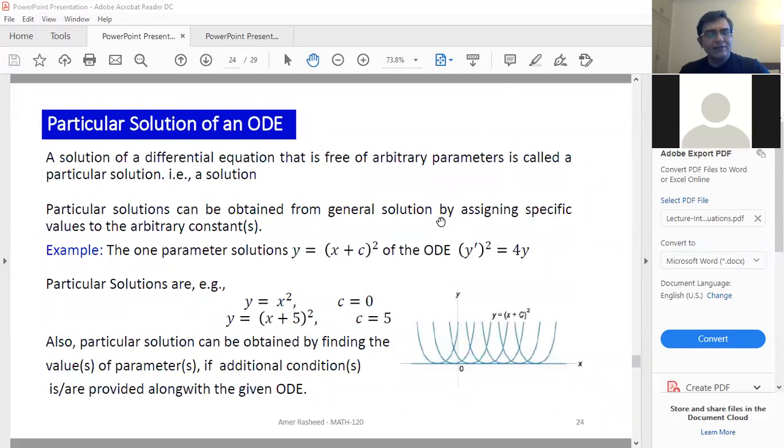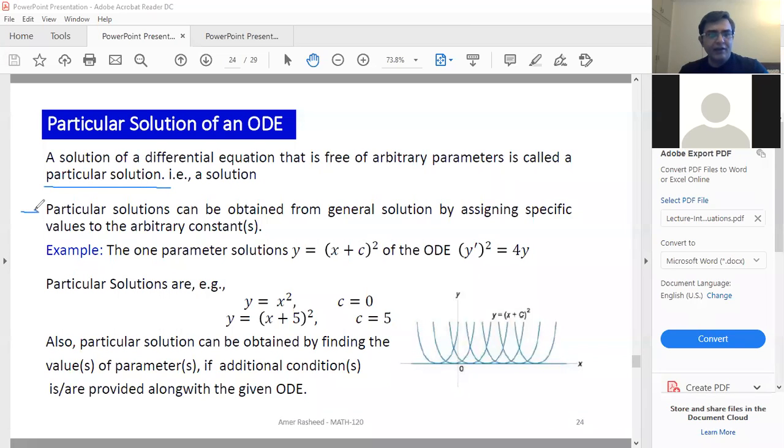Now, what is the particular solution of a differential equation? A solution of a differential equation which is free of arbitrary constants. In the previous slides we discussed that if we have a first order differential equation, it must have one constant of integration when we integrate it. But there are other solutions, or we can take particular values of these constants as well. If a solution of a differential equation does not involve any arbitrary parameters or constants of integration, it is called a particular solution.